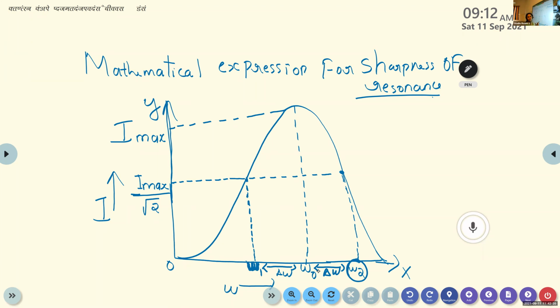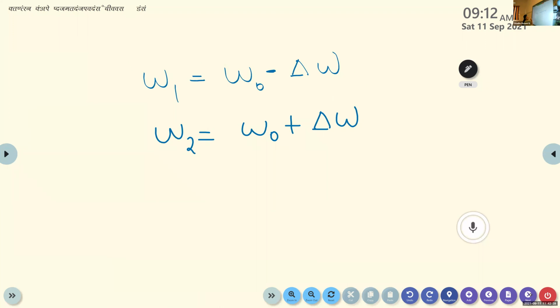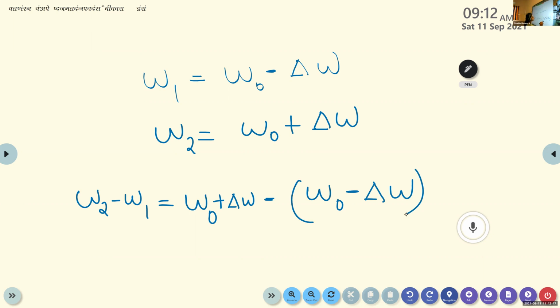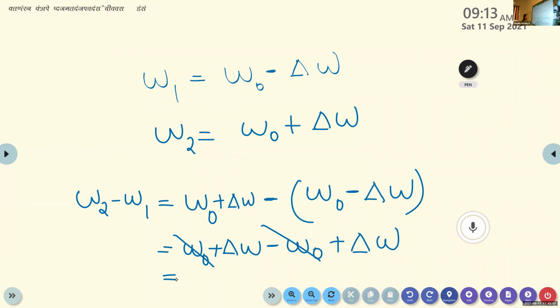Now we are going to subtract these two values of frequency, omega 2 minus omega 1. What is omega 2 minus omega 1? Omega 2 minus omega 1 is equal to omega 0 plus delta omega minus omega 0 minus delta omega. Or we can write omega 0 plus delta omega, take this negative sign into the bracket. It becomes minus omega 0 minus of minus plus delta omega. So this omega 0 and omega 0 cancel. We get delta omega plus delta omega. What is delta omega plus delta omega? 2 delta omega.